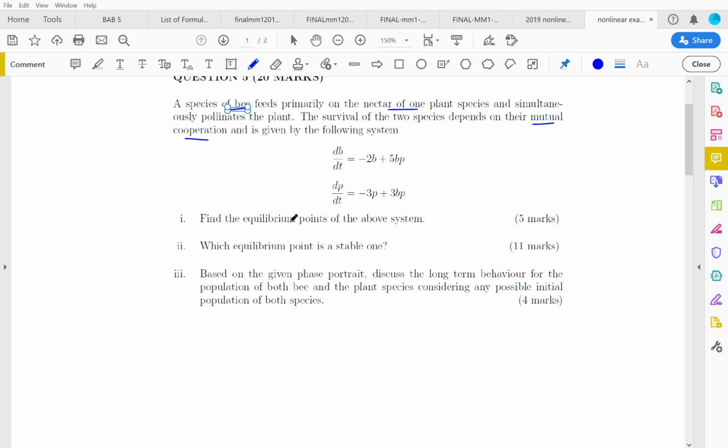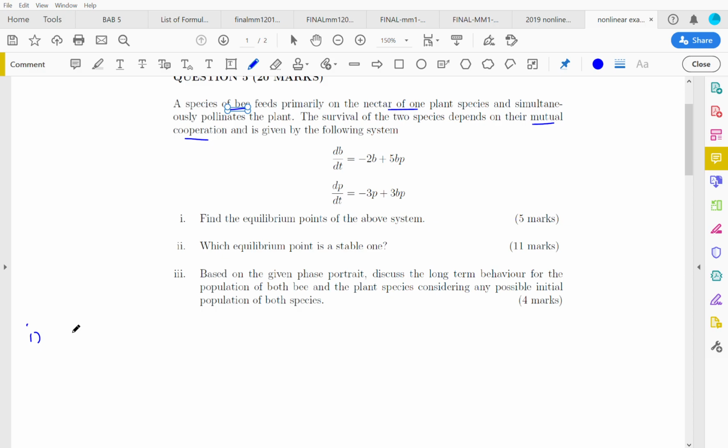Okay, so I proceed with the question here. Find the equilibrium points of the above system. Actually the step by step is just the same as what we see in the predator-prey problem, in terms of finding the equilibrium points, the type and the stability. But the type may be different, and the long-term solution may be a bit different. So in this case, question 1, the equilibrium points.